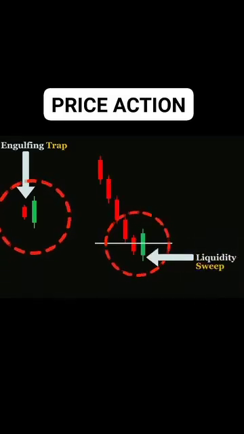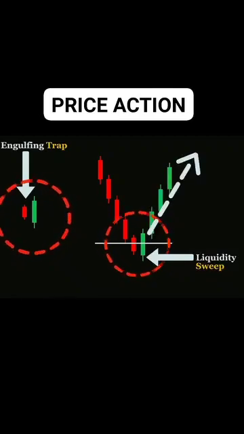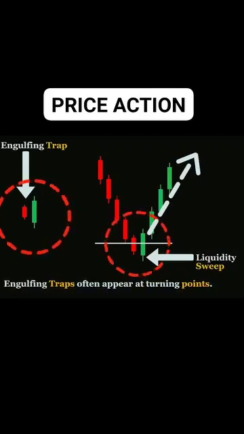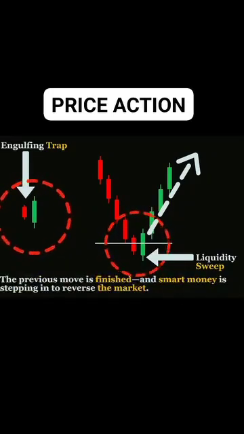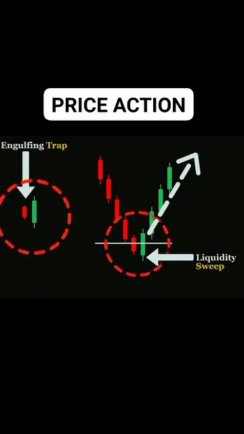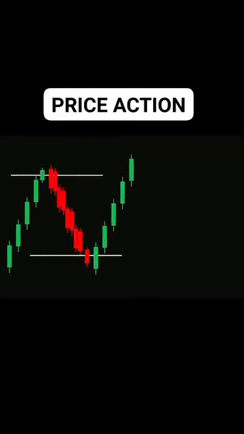But when it forms after a liquidity sweep or at a key level, it becomes a clear smart money footprint, a sign that the market is about to flip. Engulfing traps often appear at turning points, and when you know how to use them properly, they can tell you something powerful. The previous move is finished, and smart money is stepping in to reverse the market. But to use this signal with precision, you need to understand the two core types of engulfing traps and what they actually mean. Bullish engulfing trap.